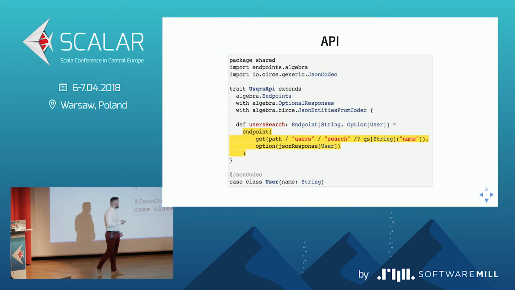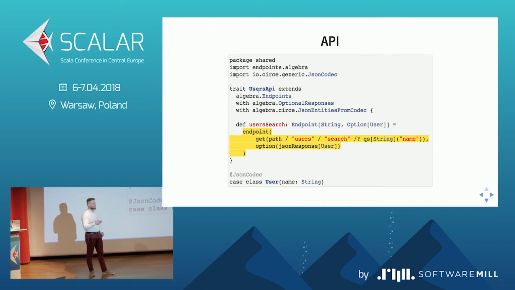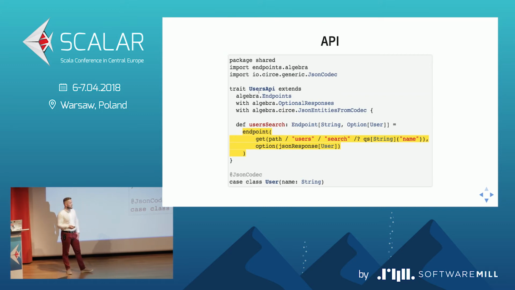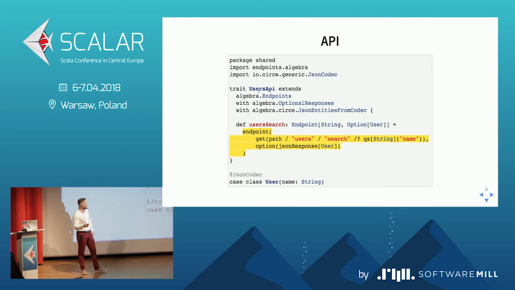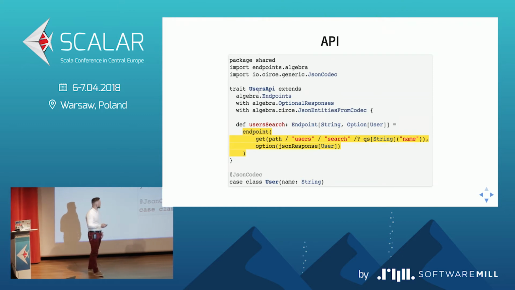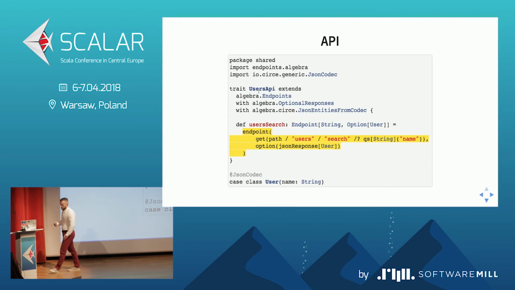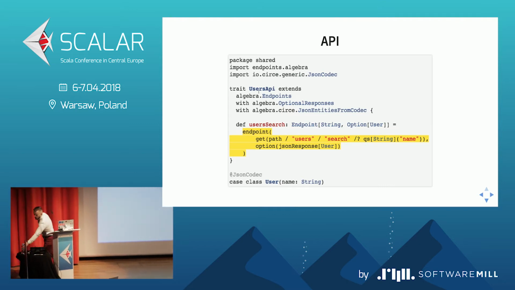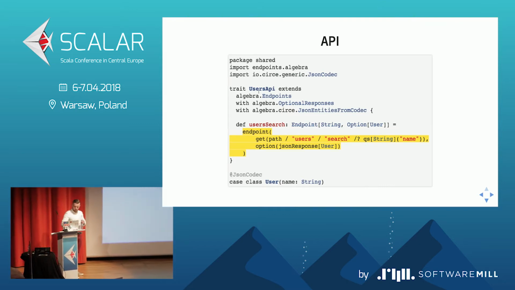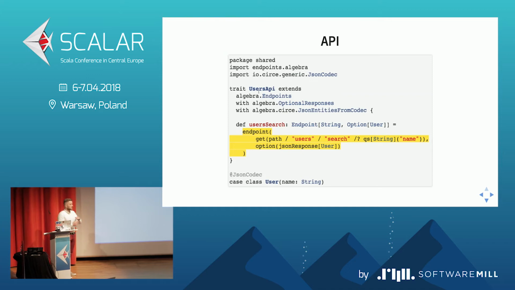And you define your case class here as well, so you can ensure that the encoding is matching on both sides, but it's not really crucial. OK, so you have defined your endpoints. And what do you do next? You probably want to define the server and the client.